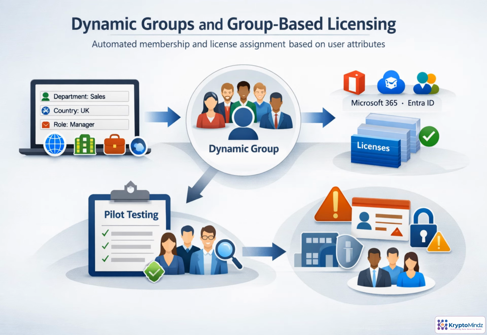Dynamic groups turn identity data into automation. Instead of manually adding users to groups, Entra evaluates rules such as department equals sales, country equals UK, or job title contains manager. When a user matches, membership updates automatically, and group-based licensing can assign Microsoft 365, Entra ID, or app licenses without a ticket. The benefit is consistency and speed. The risk is bad data. A wrong department or stale user type can grant the wrong access, or remove access users still need. Pilot rules with a small scope, validate the results, and then connect them to production licensing.